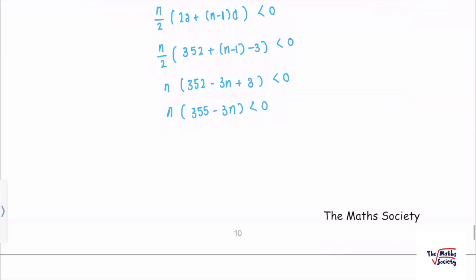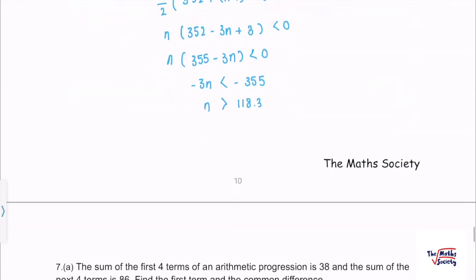You can move n to that side. So it's going to be 355 minus 3n, so you have minus 3n that's minus 355. Then you should just divide. n has to be greater than 118.3333, which means n, you have to take it equal to 119. So it has to be n equal to 119 for this.